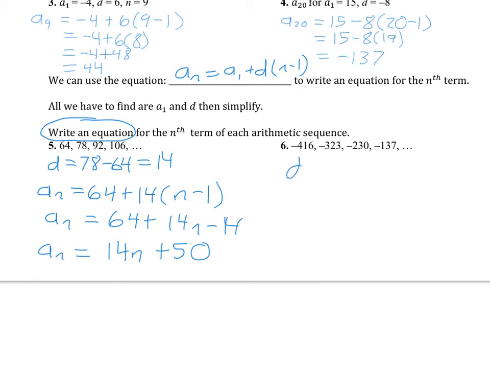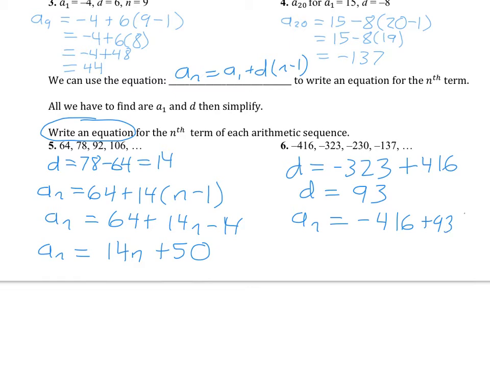Okay, D equals negative 323 minus a negative becomes plus 416. So for this one, D equals 93. So now we plug in. We don't plug in for An. We do plug in for A1. We do plug in for D. We don't plug in for n.